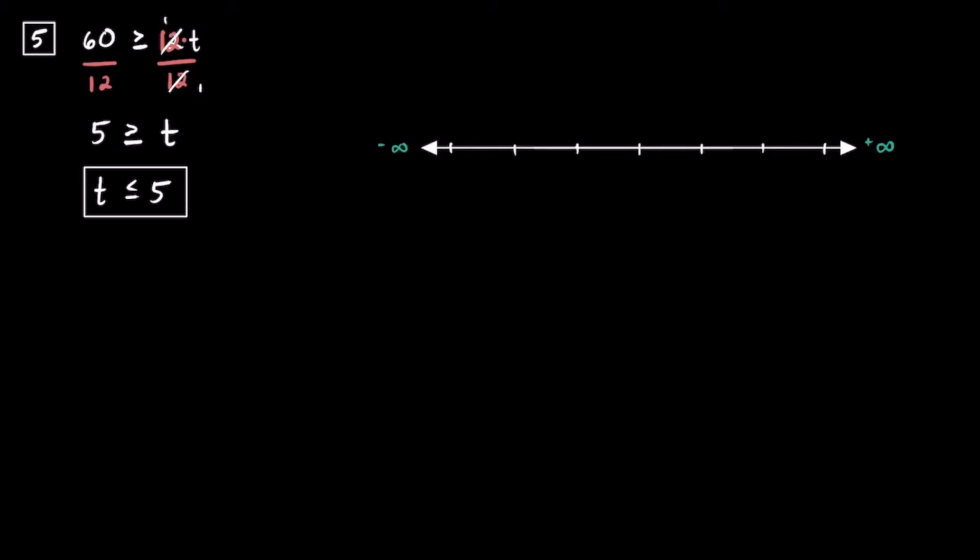Looking at this visually on a graph, let's go ahead and place our 5 in the middle here, then some numbers that are larger like 6, 7, and 8 to the right of the 5, and some numbers smaller like 4, 3, and 2 to the left of the number 5.